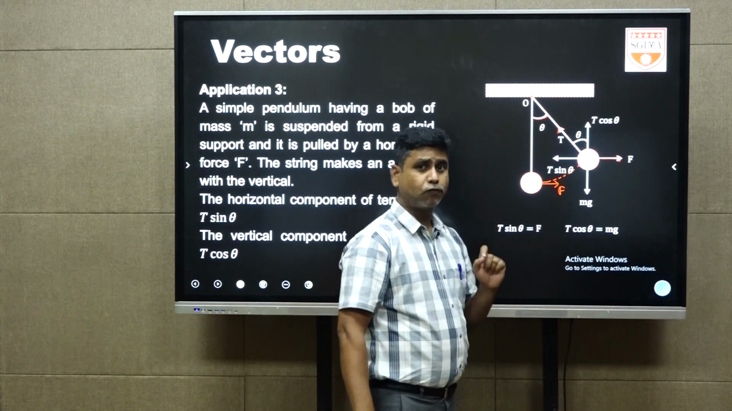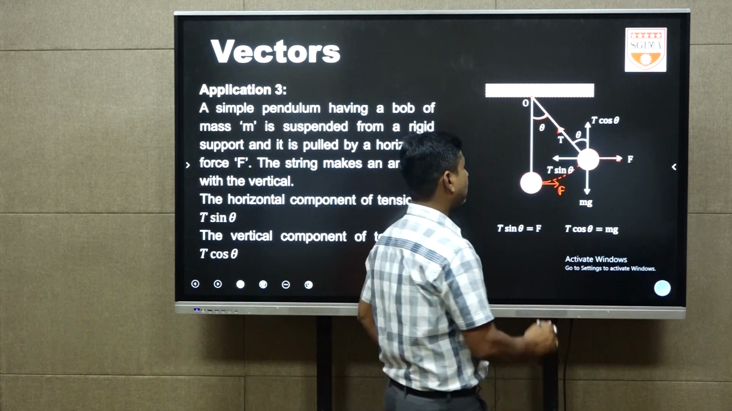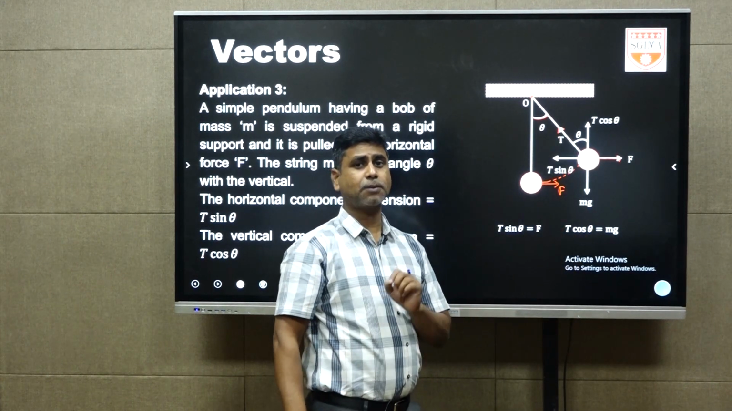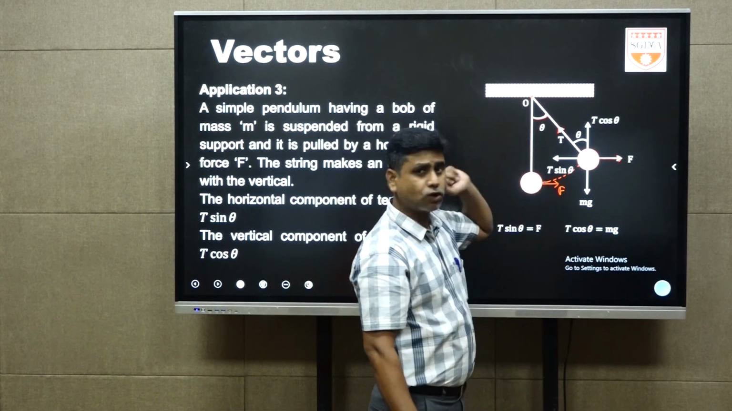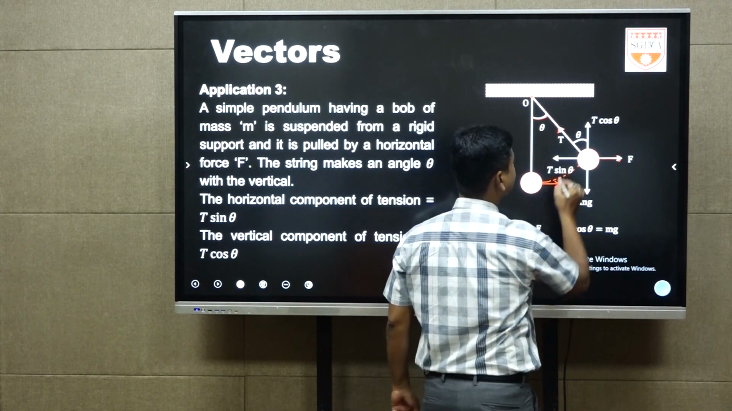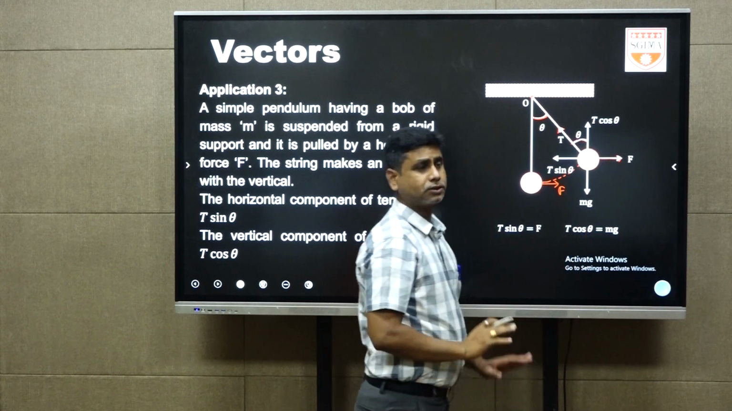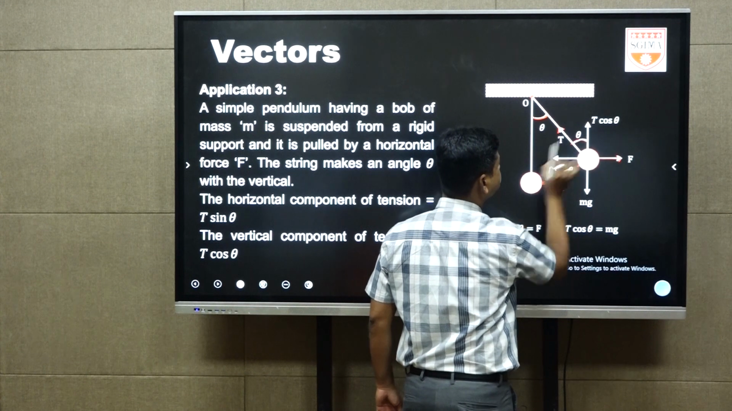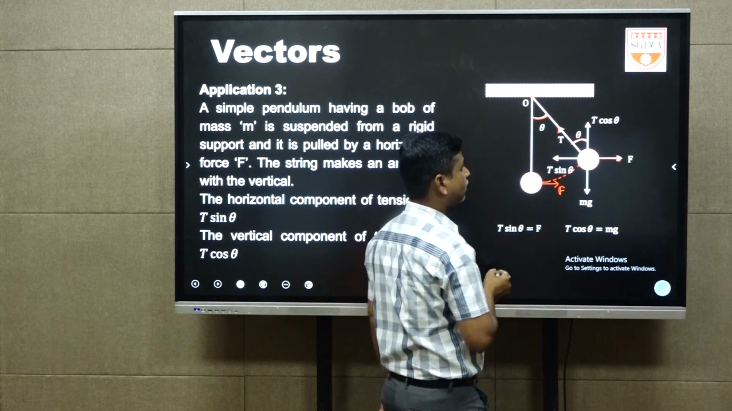The force developed in a string is called the tensional force. The tensional force is always acting towards the point of suspension. Now here the tensional force is acting, and the angle on both sides is also the same, because these two lines are parallel and this line is the same. That's why both angles are equal.